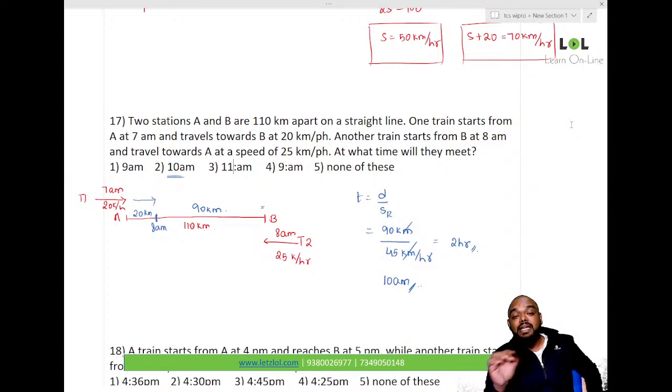Now we need the time taken by them to meet. So time is distance by speed. Since there are two moving objects, we take speed as relative speed. The distance left between them from 8 a.m. is 90 kilometers, divided by the relative speed: two moving objects, opposite direction, sum of the speeds, so 45 kilometers per hour. 90 by 45 gives us 2 hours. We are counting from 8 a.m., so from 8 a.m. they need 2 hours. It means at 10 a.m. they'll meet. That's the right answer. Sangram, perfect answer, buddy.